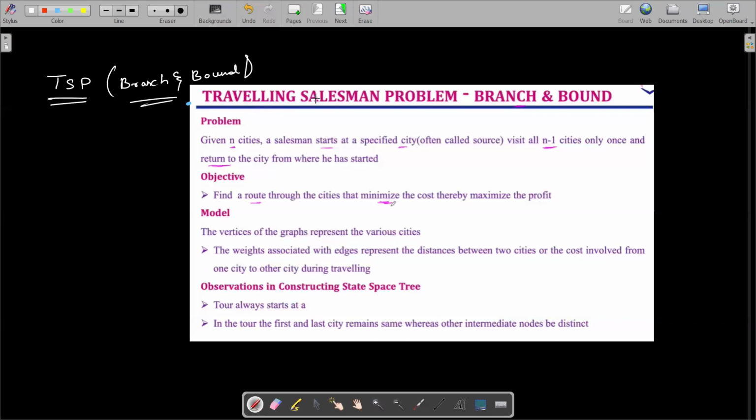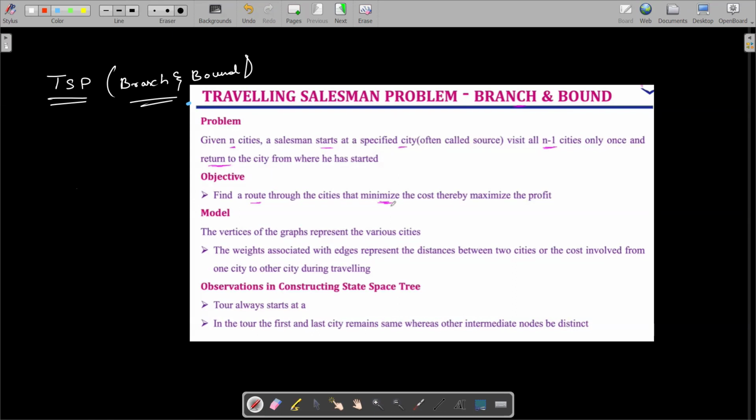In the traveling salesman problem, TSP is nothing but traveling salesman problem. So what is the problem? I am going to tell you. Please observe here. The problem is, given n cities, nothing but 5 or 6 cities, a salesman starts at a specified city. He will take one city as a source city, often called the source.